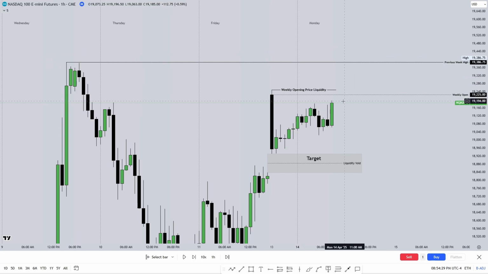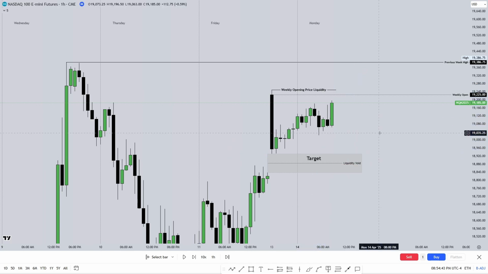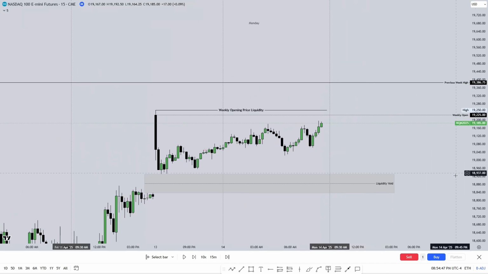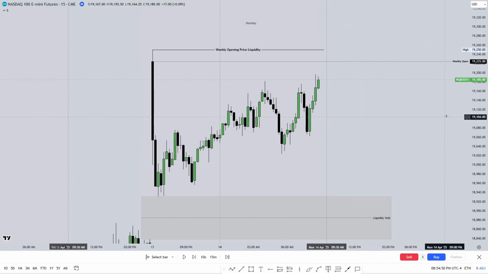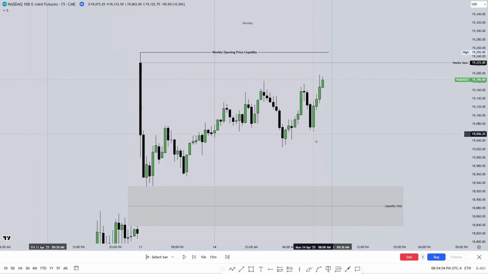But price didn't need to go all the way up there because it's so far away. This is an obvious draw on liquidity, and this is just too good to not target, right? So if this high was to get taken, I could look for potential moves lower, and that's what ended up happening. So if we go down to the 15-minute time frame here, we can start to get some more detail here. And I want to take a look at this price action right here.